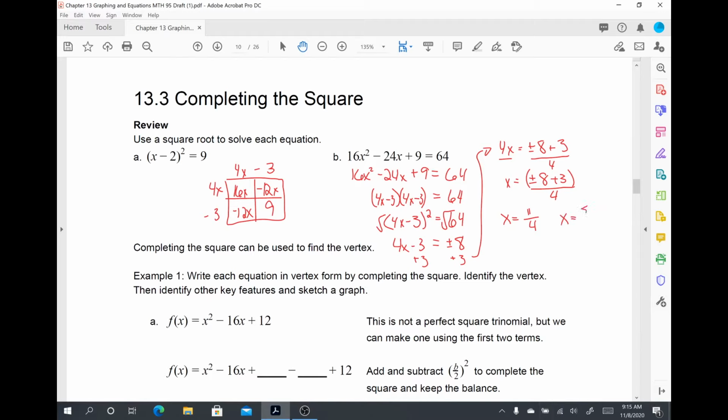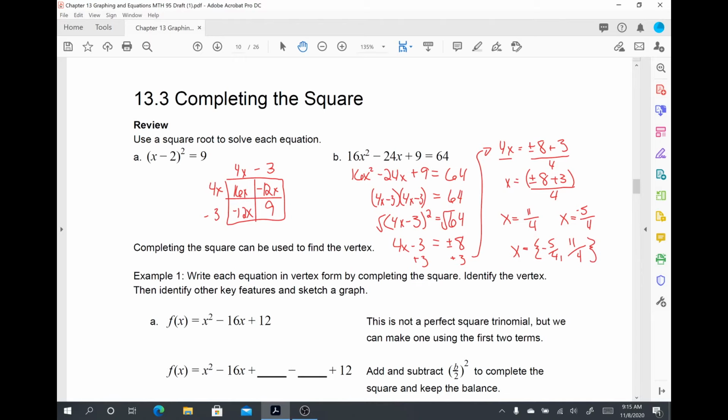So we would have 11 over 4 as one of our answers, and we would have negative 5 over 4 as our other answer. So x would equal the set of answers negative 5 fourths and 11 fourths.